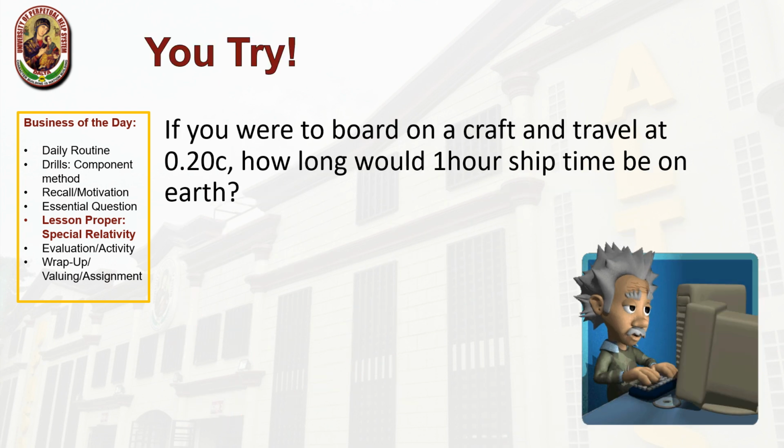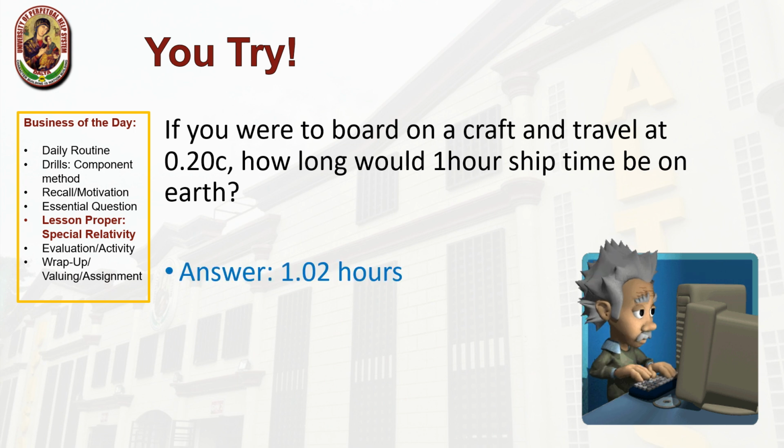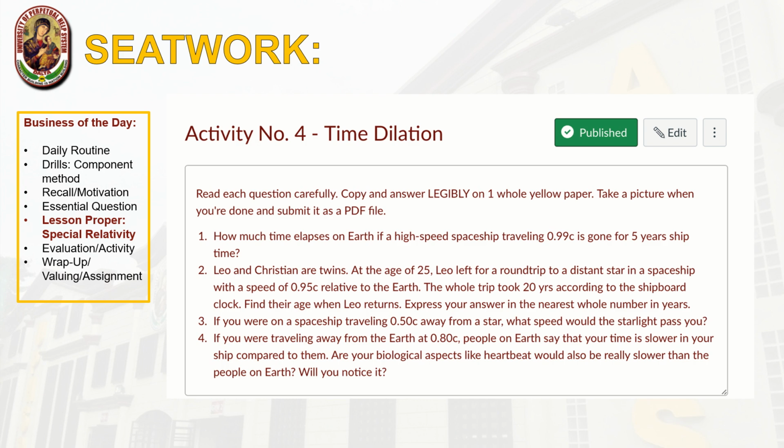Alright, so at this point, I will be asking you to try this on your own. I hope you really do. If you got this answer, very good for you. Once you're done with that, you can proceed to activity number 4, time dilation. These are 4 questions related to the ones that we have just discussed. You'll be submitting this on Canvas, writing it on any decent paper, as long as you submit it as a PDF file.